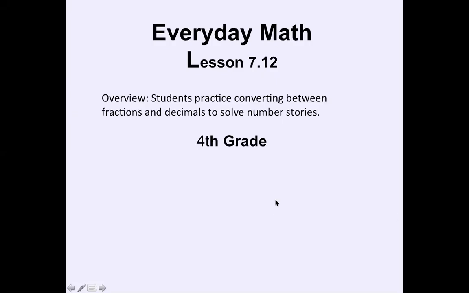Hi, fourth graders. This is Miss Ellis, and today I'm going to be teaching you Lesson 712. Students practice converting between fractions and decimals to solve number stories.